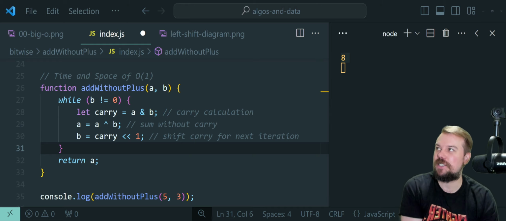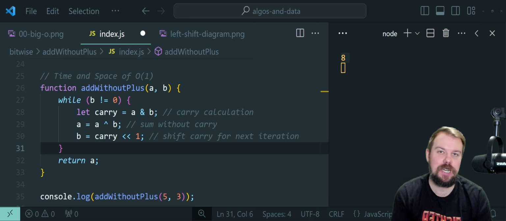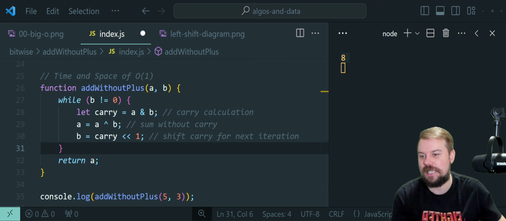But in terms of practical applications: graphics, optimization, hardware control, networking, cryptography, all your normal suspects and things like that.